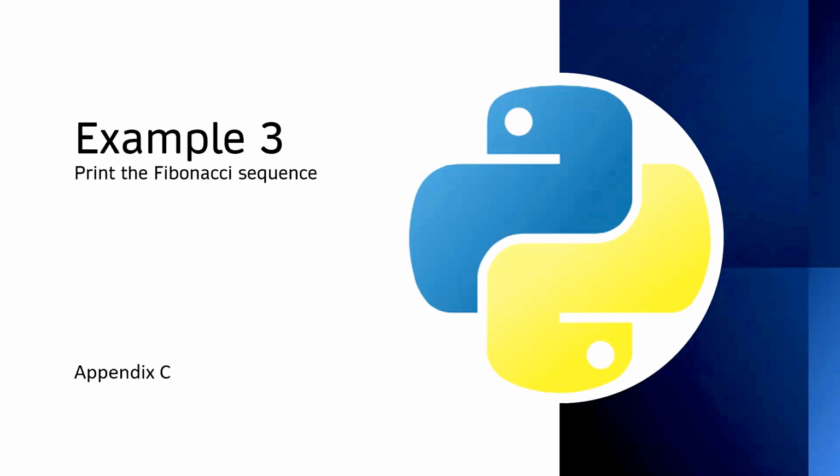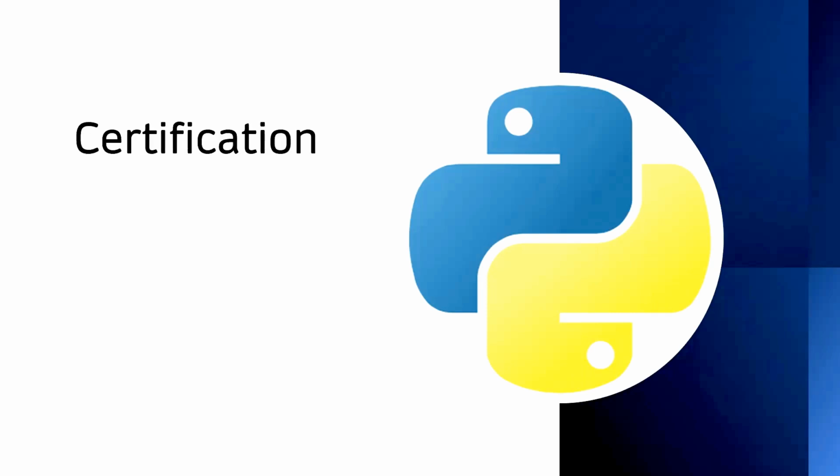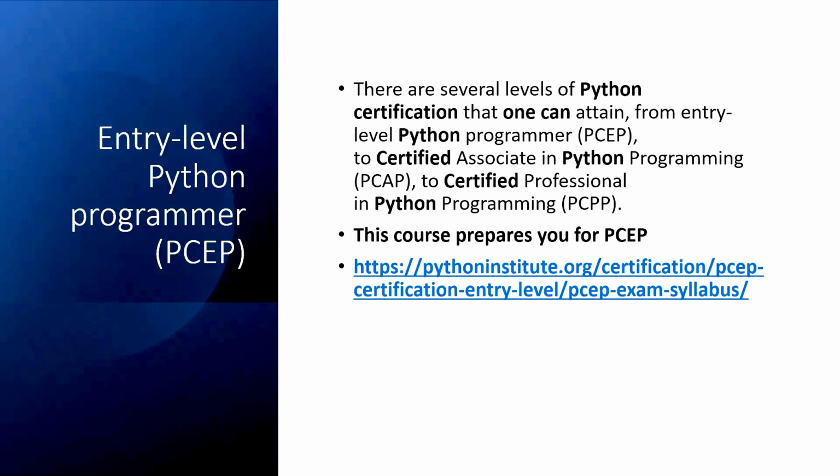So we have seen example 3, the Fibonacci sequence. We have seen the kilometer converter, miles to kilometer. Next, we are at the end of this course, so let's talk about certification. We have discussed everything about the Python programmer entry level. There are various different certifications, from entry level Python programming to certified associate in Python programming to certified professional in Python programming. Let's have a look at the syllabus and see if we covered it.